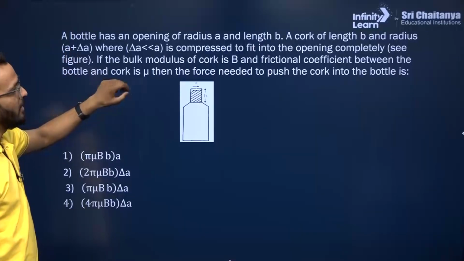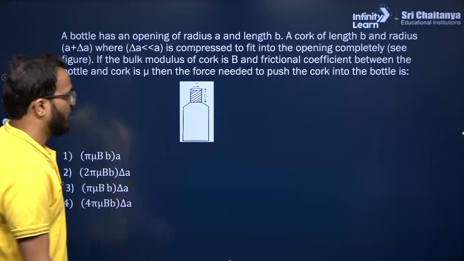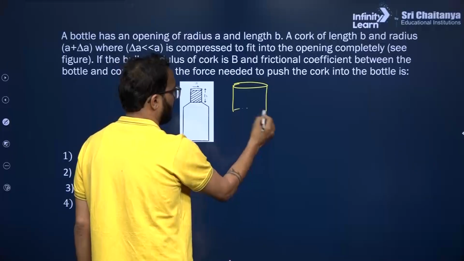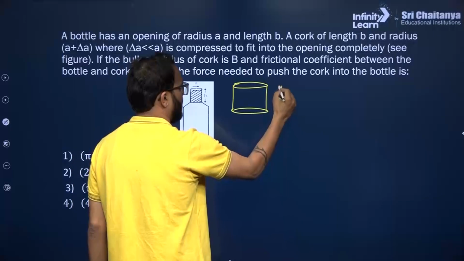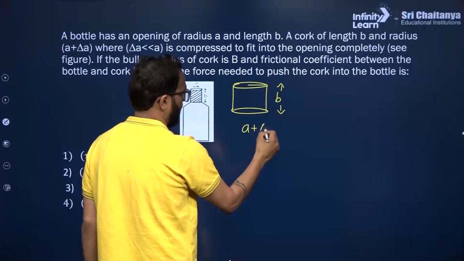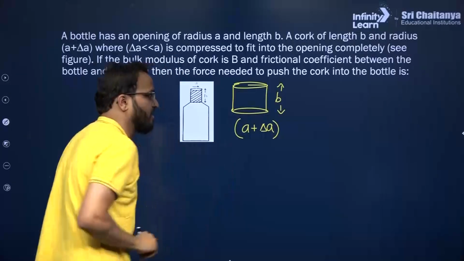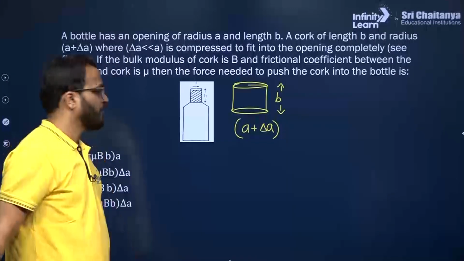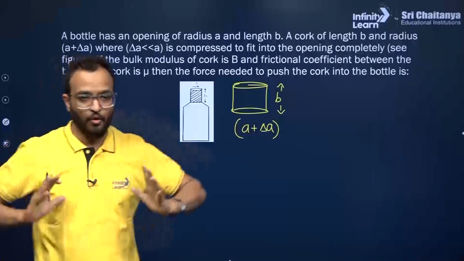Radius is A and the cork length is B, right? So they are saying that the cork that they want to fit in has a height B and a radius A plus delta A. So it has a slightly greater radius, so its volume will be slightly greater. So obviously the bottle will have to compress it.